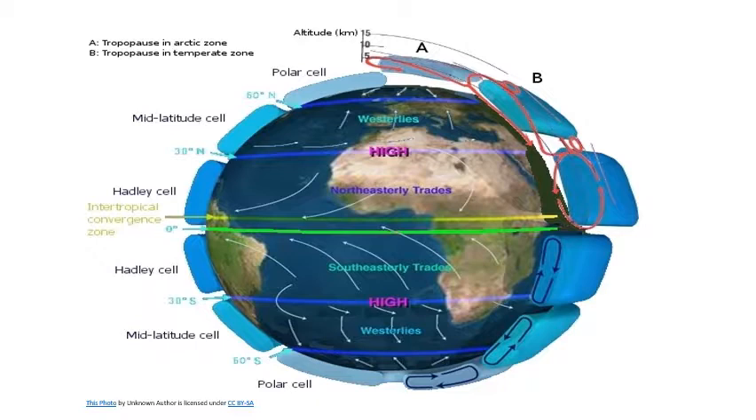As you can see, there are different circulations. So our high pressure moves clockwise, and our low pressure rotates counterclockwise.